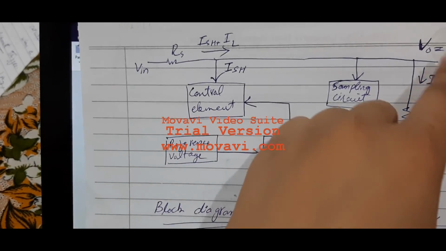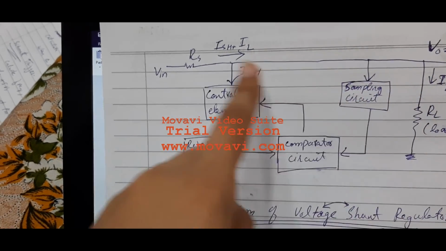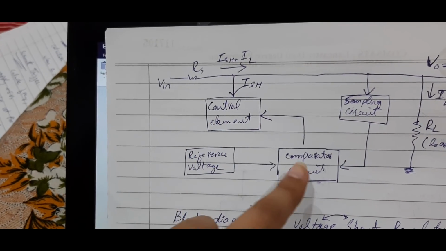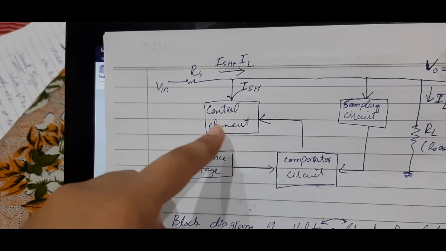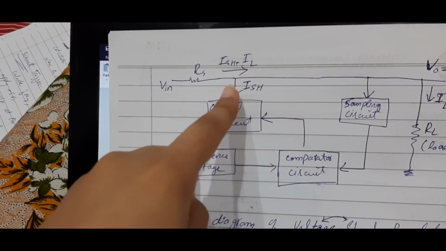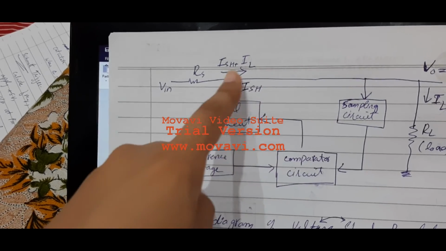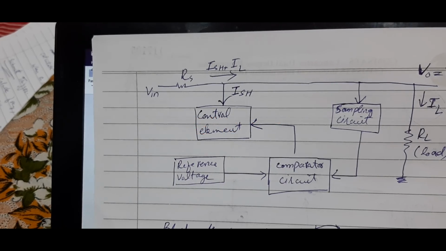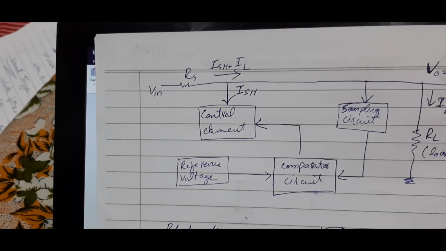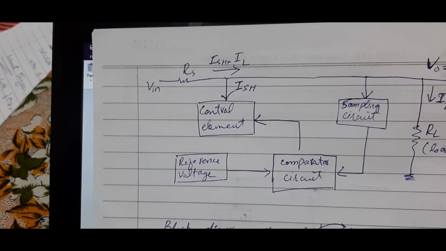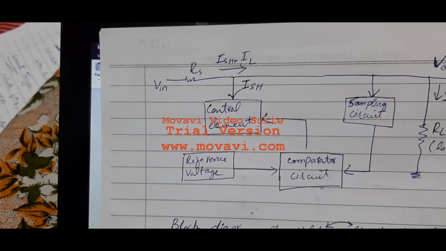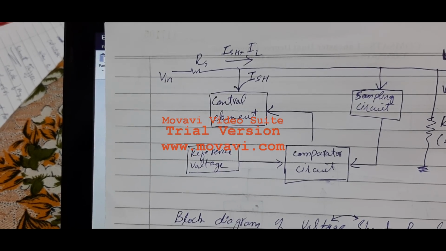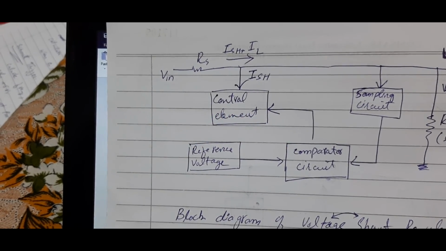If the output voltage decreases or increases, a signal is sent back to the comparator, and it is compared with the reference voltage. Then a control signal is sent to the control element, and it will change this current. It will draw more or less to control the output voltage. For example, if the load voltage tries to change due to a change in the load, then the sampling circuit shown in the block diagram will provide feedback to the comparator, which then provides a control signal to vary the amount of current shunted away from the load.